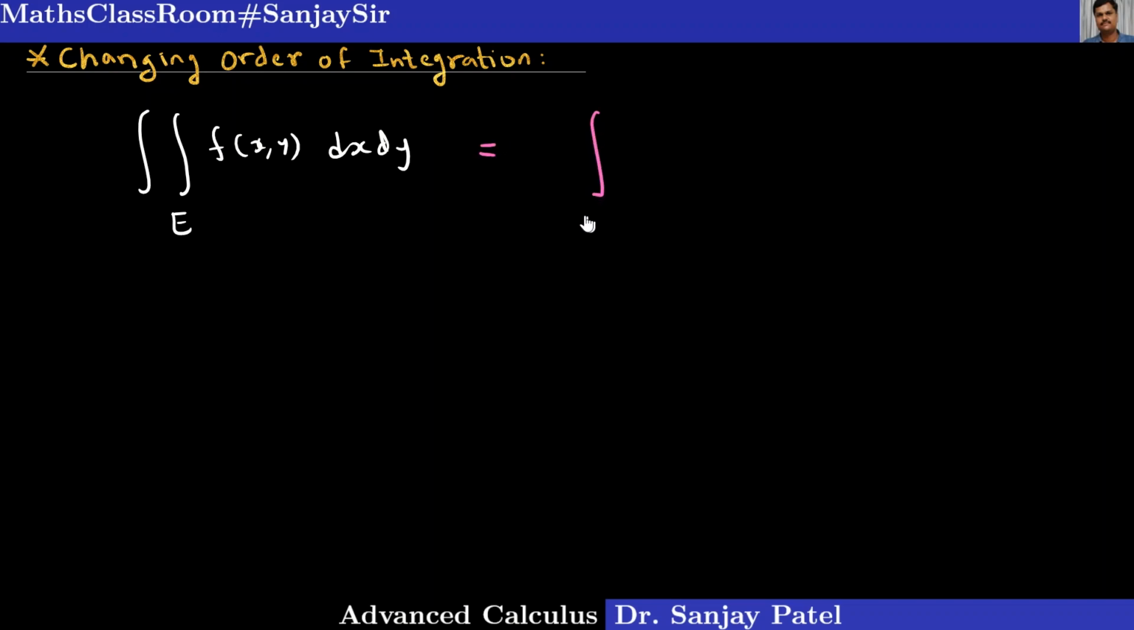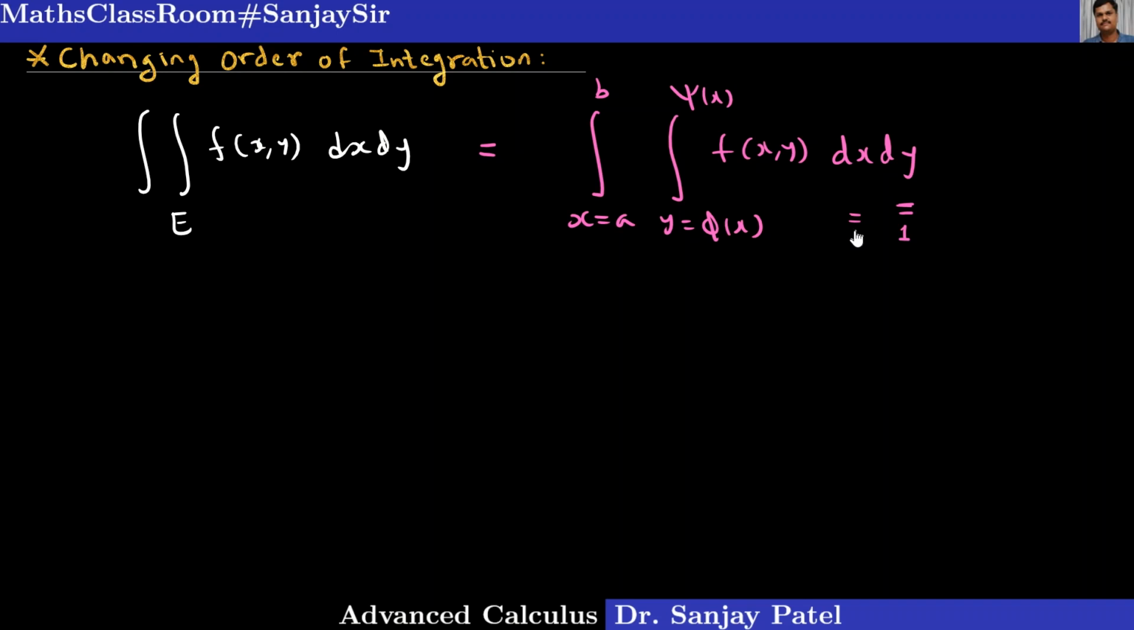One can write the double integral if the region E is enclosed by the four curves x equal to a, x equal to b, y is equal to the curve phi of x, and y is equal to say psi of x. Then we can write the double integral in this form. Here, this repeated integral is evaluated first with respect to y. So it is integrated with respect to y first and then with respect to x.